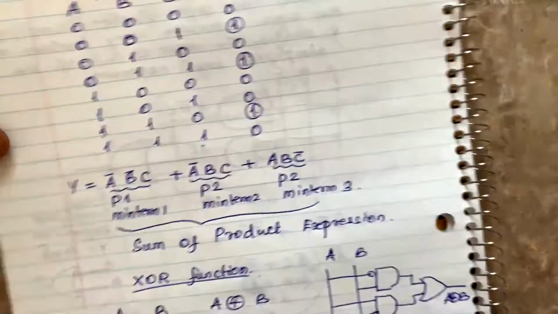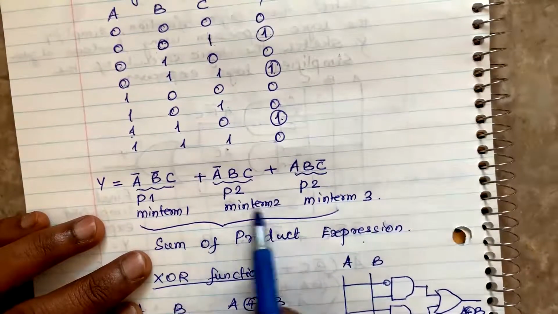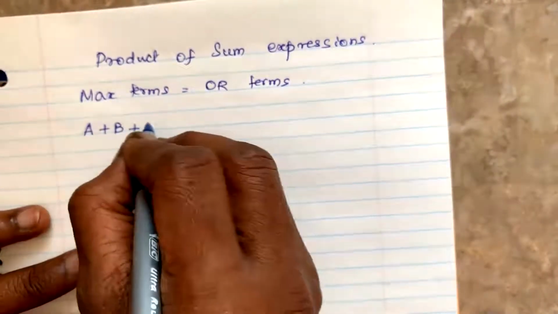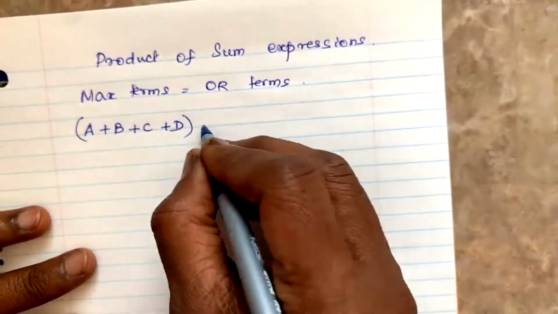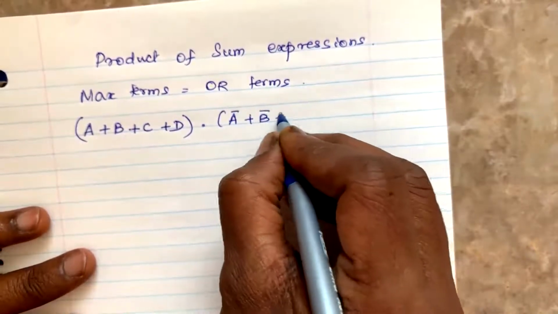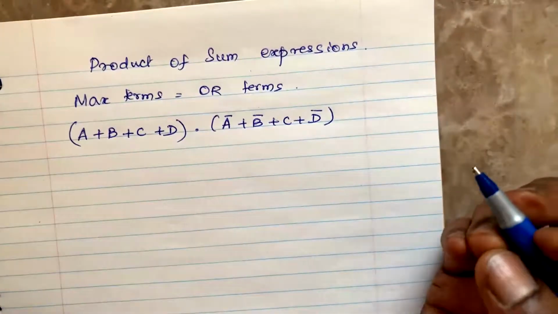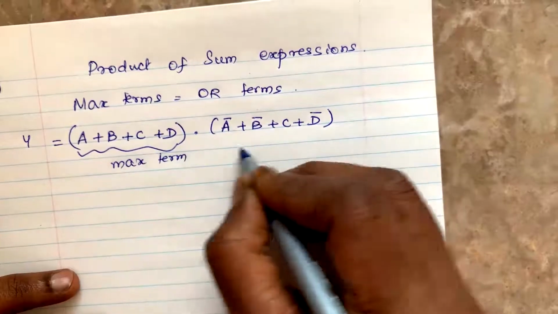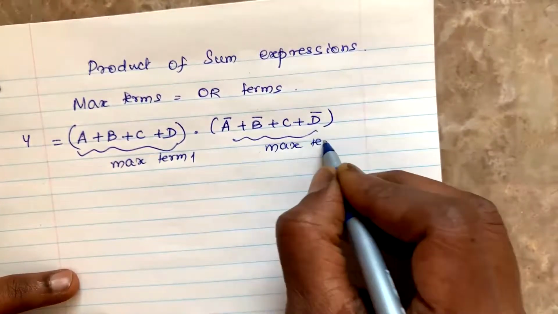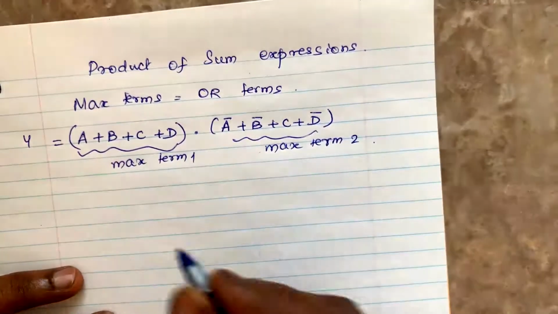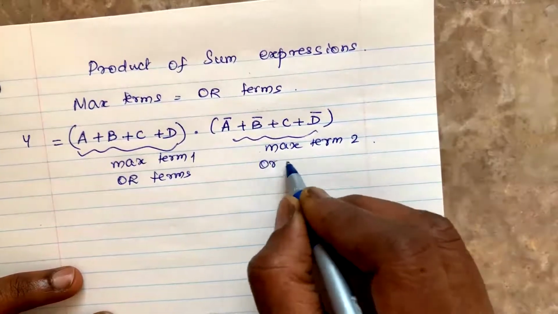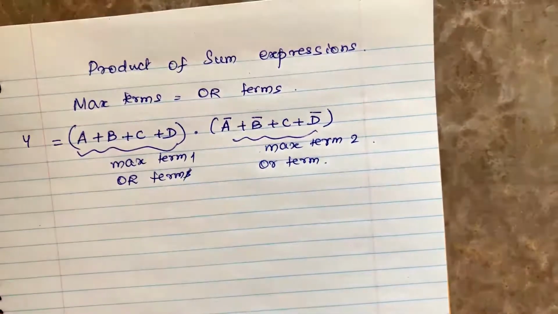In sum of product expression, what we get is min terms. Min terms are product terms. But with the product of sum expressions, we get max terms. So how would the expressions look? It would be like (A + B + C + D) dot (A bar + B bar + C + D bar). If Y equals this, each of them is a max term: max term 1, max term 2. These are odd terms: odd term 1, odd term 2.